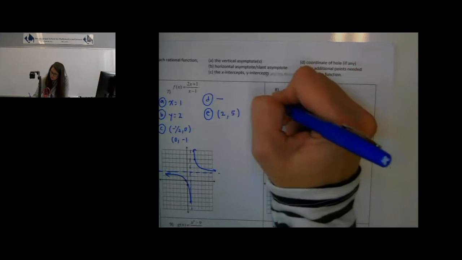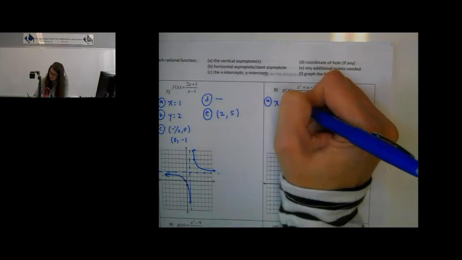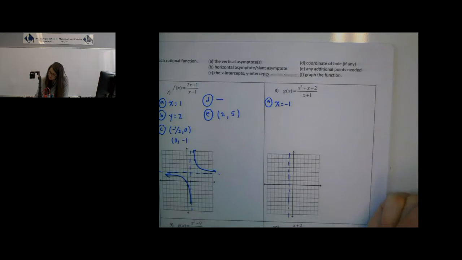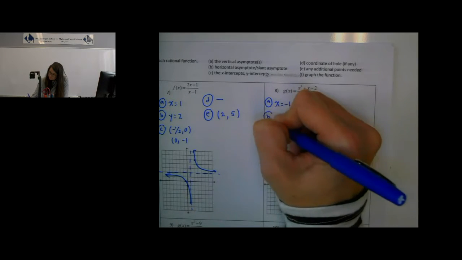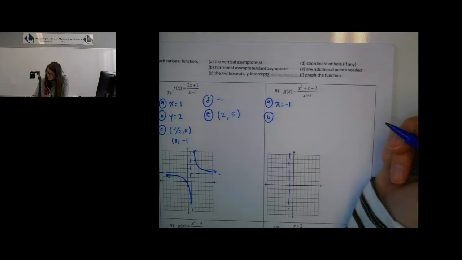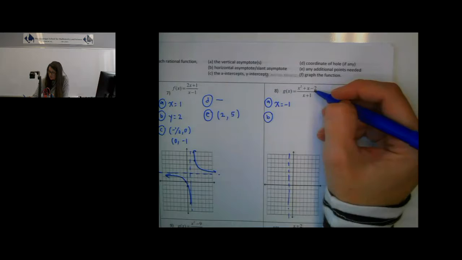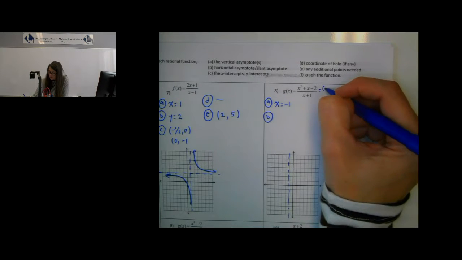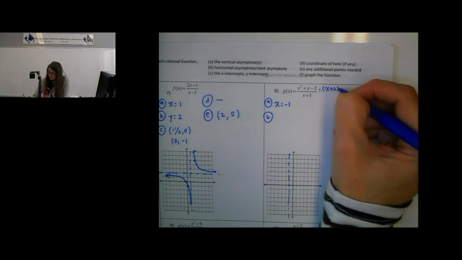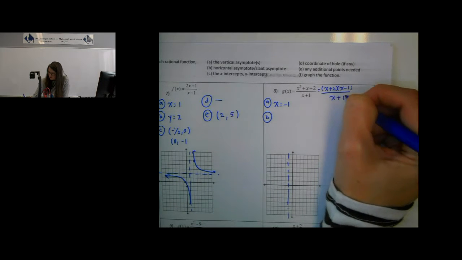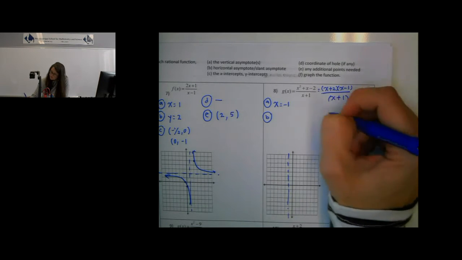Okay. All right, so what about 8 here? What makes the denominator 0 is a negative 1. So I have a vertical asymptote at x equals negative 1. No horizontal asymptote, but can this reduce? So this is x plus 2 times x minus 1. That can't reduce.